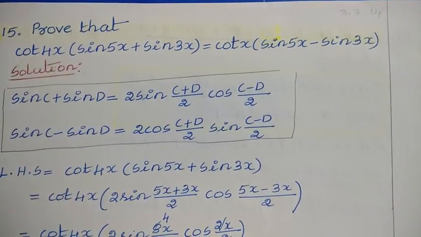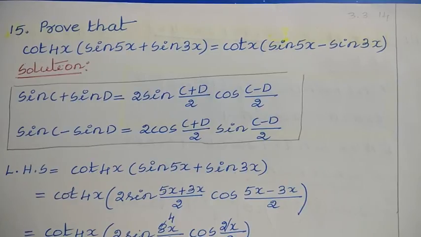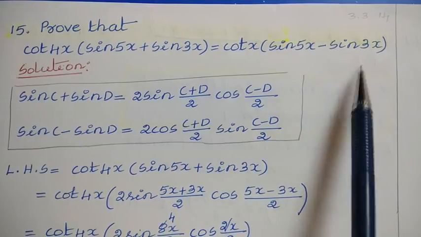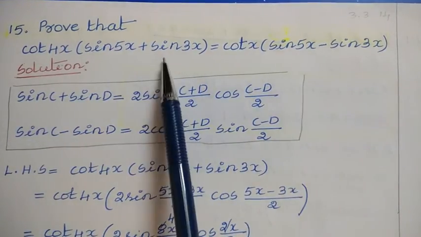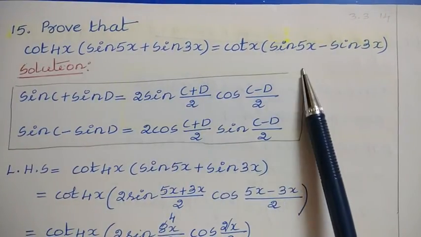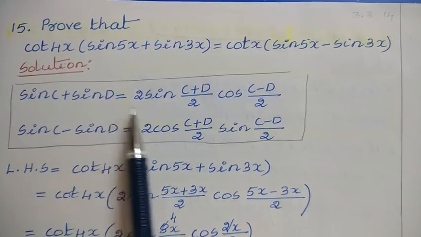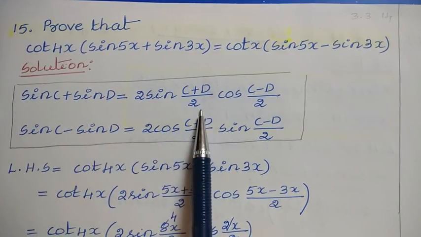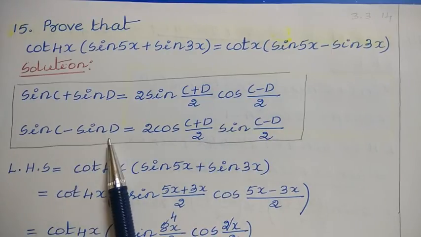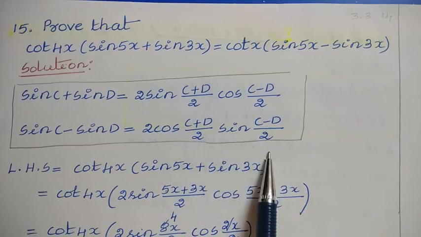Next here we will discuss the 15th problem. Prove that cot 4x into (sin 5x plus sin 3x) is equal to cot x into (sin 5x minus sin 3x). Just by seeing this, you can say that we have to use the formulas for sin C plus sin D and sin C minus sin D. So first let us use the formulas. Sin C plus sin D is equal to 2 sin((C+D)/2) into cos((C−D)/2). Sin C minus sin D is equal to 2 cos((C+D)/2) into sin((C−D)/2).